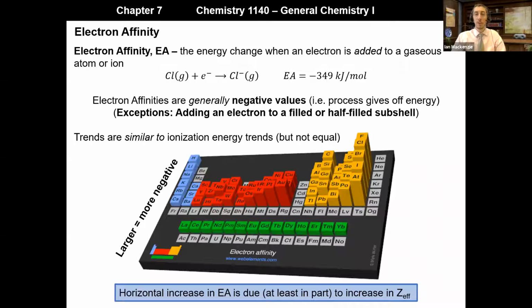And the horizontal increase in electron affinity as we go left to right is due, at least in part, to the increase in effective nuclear charge, just like the ionization energies. If we have a larger effective nuclear charge, then the nucleus is wanting electrons, it's pulling strongly towards it. So if you give it another electron, then that's more favored than an atom that has a lesser effective nuclear charge. So that's electron affinities.